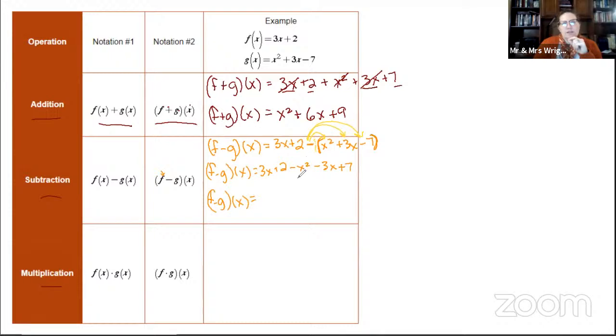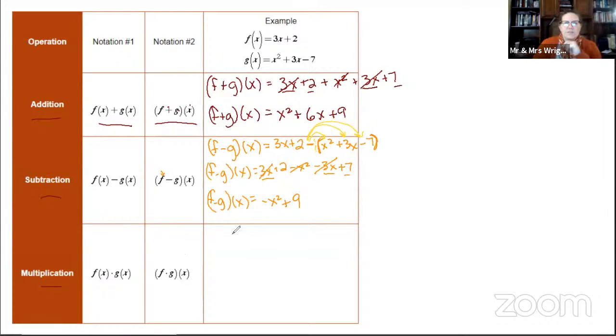All right, starting with the highest power, that's going to be negative x squared. Then I've got my x raised to the first power, a positive 3x and a negative 3x. Well, those are going to cancel each other out. And then I've got a positive 2 and a positive 7, so it's plus 9. And that is my final answer.